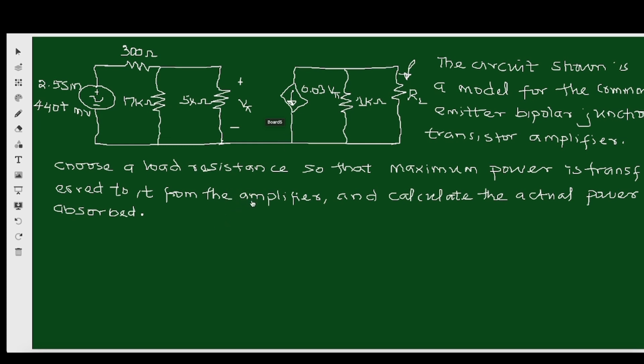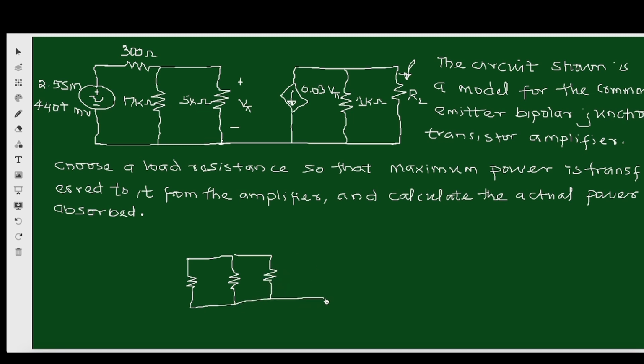We'll draw the circuit removing this RL, right? So the first thing to do is let's calculate the Thevenin equivalent resistance. And how do we do that? We turn off all independent sources. So when we turn off all independent sources, this is a voltage source, right? When we turn it off, it will become a short circuit. So what do we have? We now have 300 ohms in parallel with 17 kilo ohms, then in parallel with 5 kilo ohms.